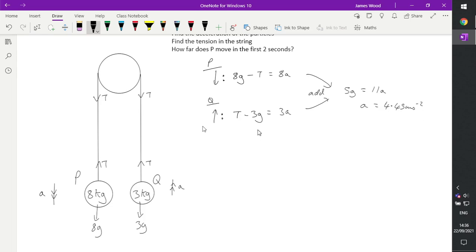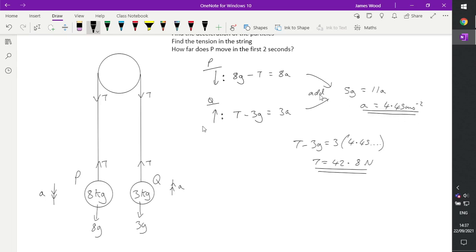And then substitute that back in to find the tension. So I'm going to substitute that back into Q. It was 4.45 recurring, so I'm going to substitute that in. So I get tension as 42.8, if you round it, newtons. Okay, so there's our acceleration, our tension.